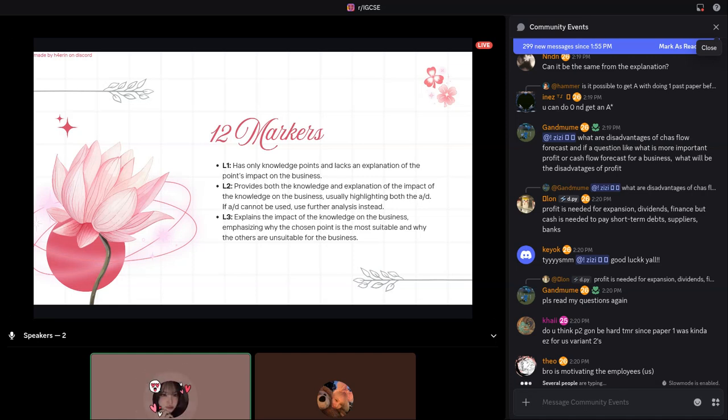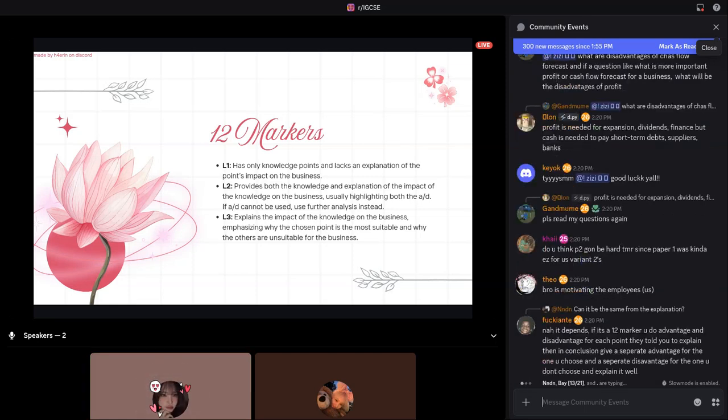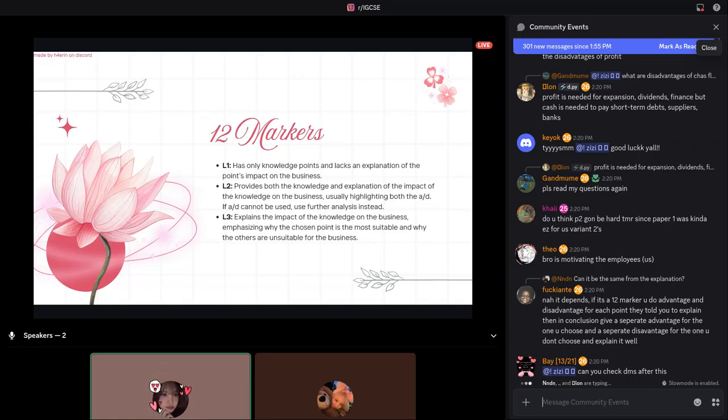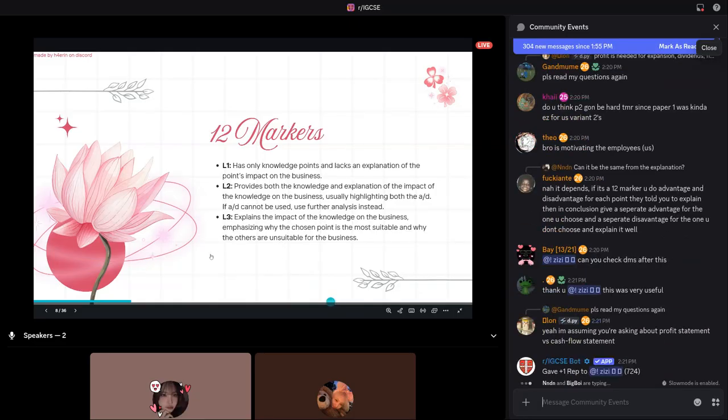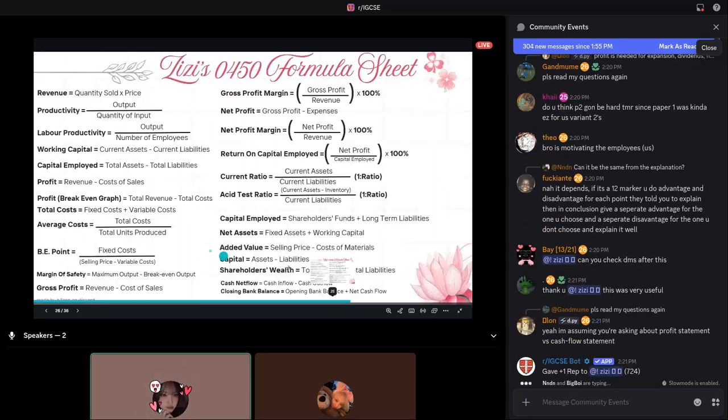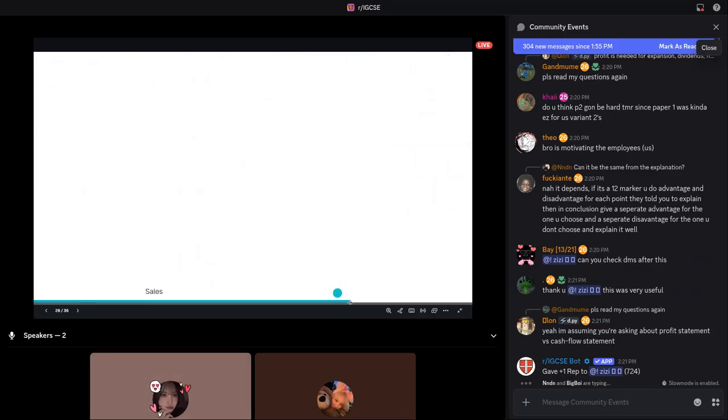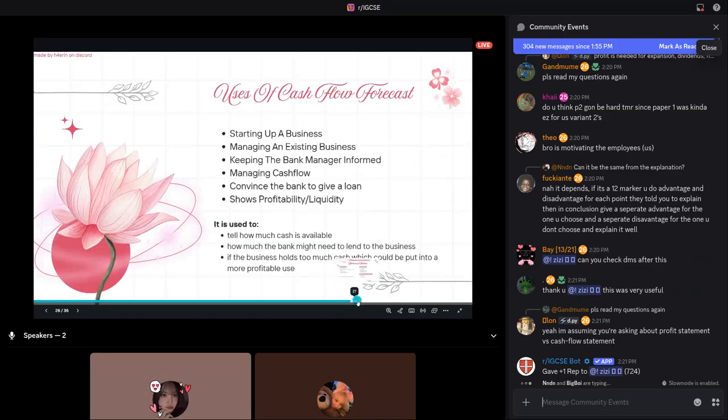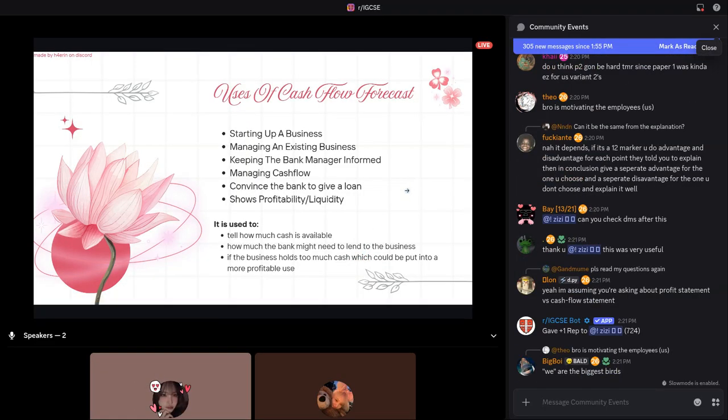Cash flow forecast for business, I discussed this before already. Where is my cash flow slide? Guys, my computer is glitching. Oh, never mind. This is easy. Can you check off? Yes, I will.